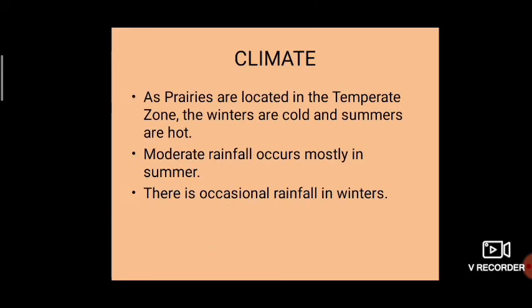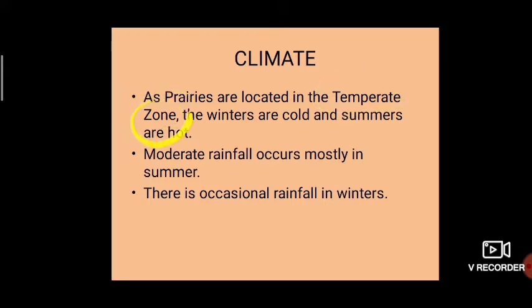Some parts of the world have an extremely hot climate, whereas there are some areas where it is moderate. Some parts of the world have extreme climate, where summers are very hot and winters are very cold, and these parts receive low rainfall. If we talk about the climatic condition in the temperate zone, in prairies, the climatic condition is this only. The prairies are located in the temperate zone.